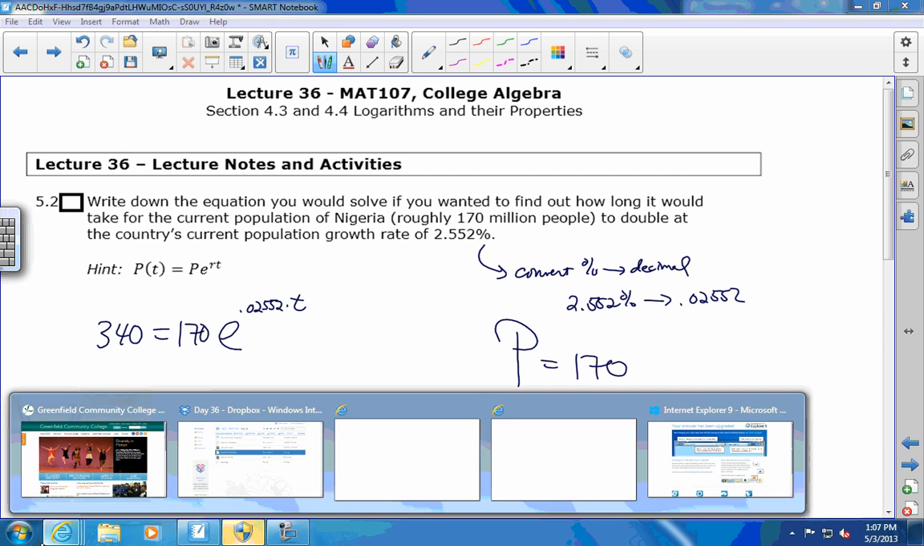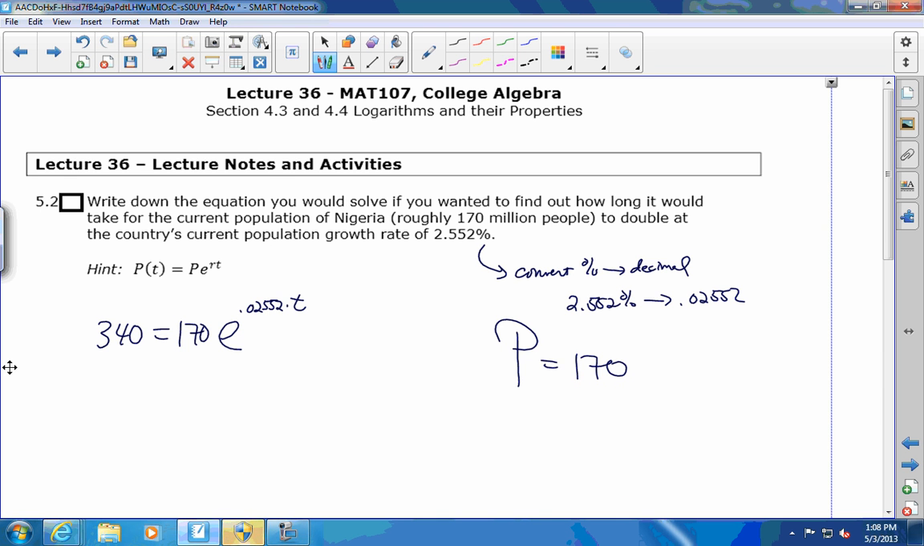This is e to a power. We have to undo it because we want the power.